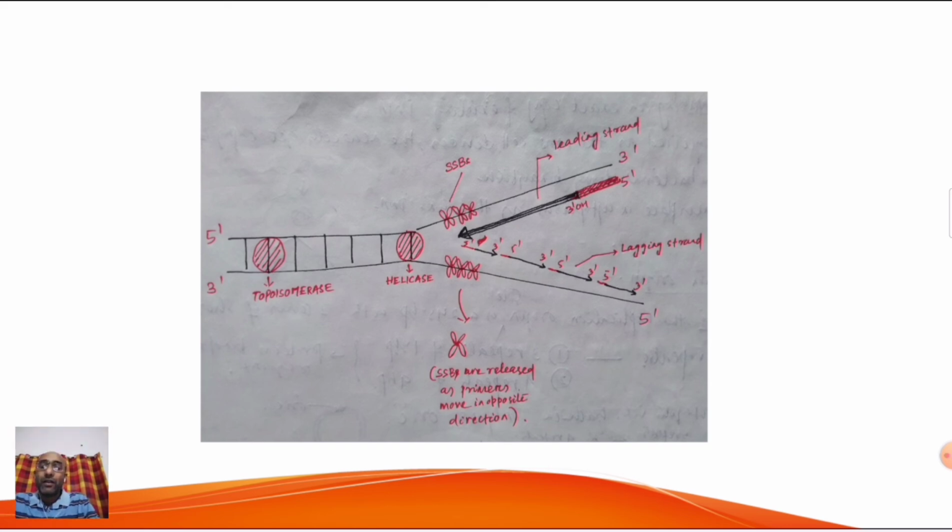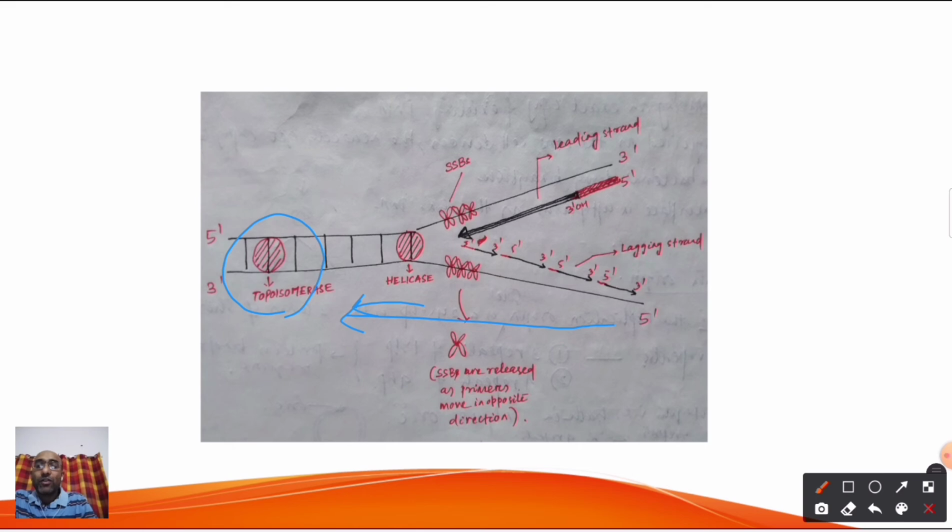Now, here the helicase enzyme is formed. Then the topoisomerase enzyme removes the supercoils. As the helicase enzyme moves in this direction, it has moved from this part to this part, in the 5' to 3' direction. Now, as it moves, supercoils are formed ahead of it. So, these supercoils are relieved by topoisomerase.